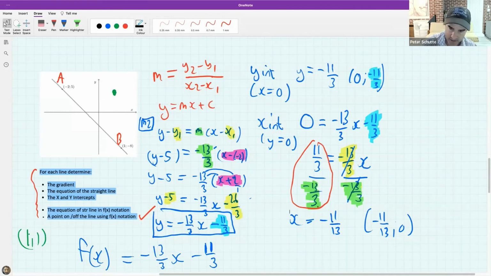So let's do it together. In our calculators, there are different ways of doing it, but essentially I need to go 11 divided by 3 divided by minus 13 divided by 3. So in my calculator, if I do that, I get minus 11 over 13. Now, it might be that your calculator is going a bit wonky there. Is that where I'm losing you?